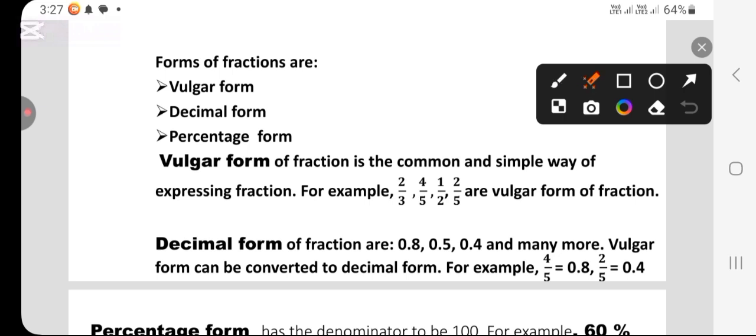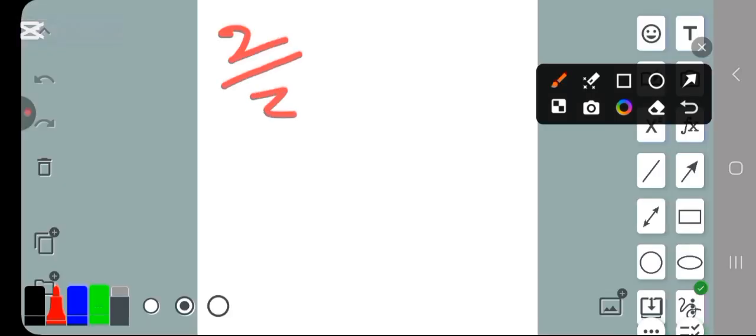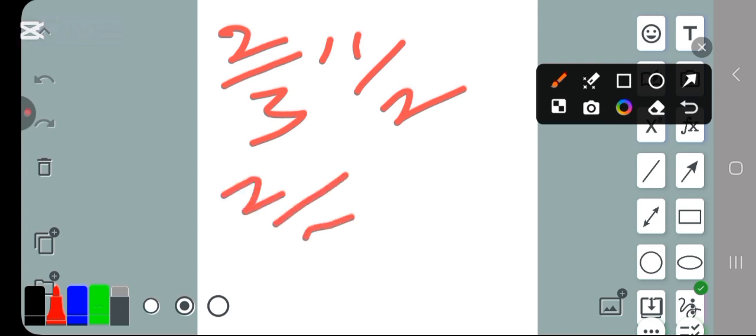We have all these as the Vulgar form of fraction: 2/3, 1/2, 2/5, and many more. Let's proceed.